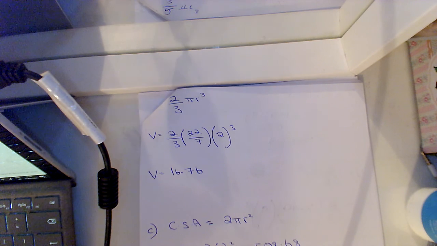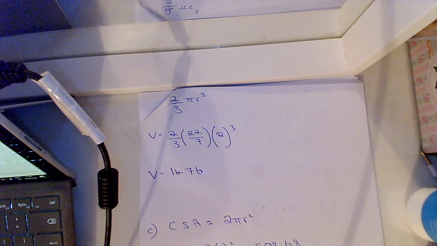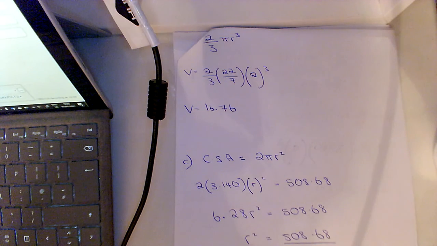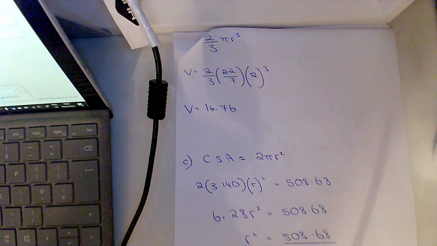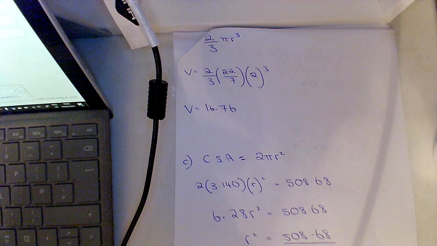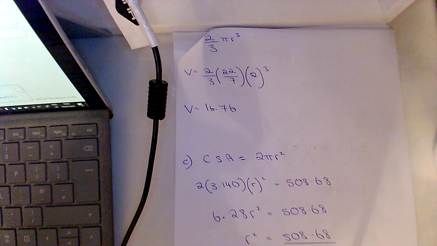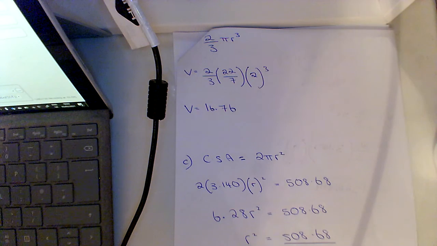And then finally, part C, I get my curved surface area is equal to 2 pi r squared, and I sub in, so I have 2 bracket 3.14 r squared is equal to 508.68. When I multiply 2 by 3.14, I get 6.28 r squared is equal to 508.68. I want r squared on its own, so I will divide across by 6.28. R squared, then you'll get r is equal to square root of 81, r is equal to 9.